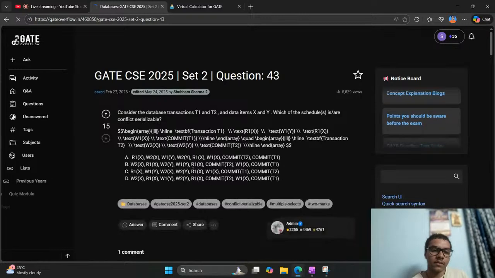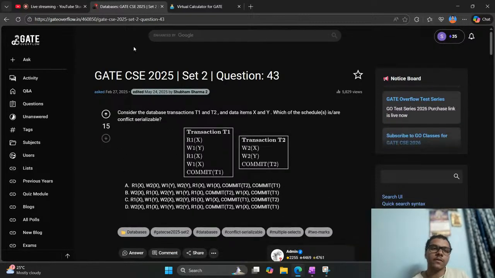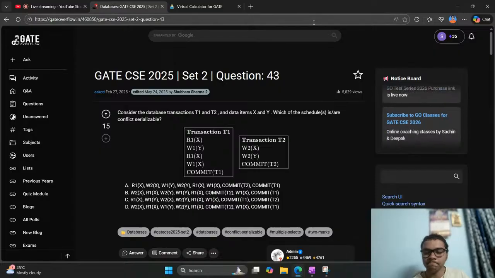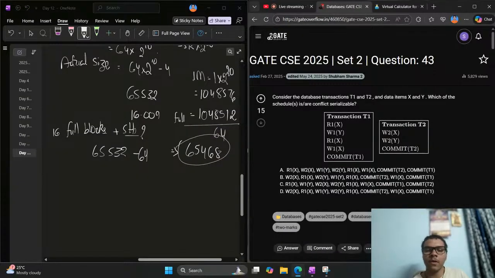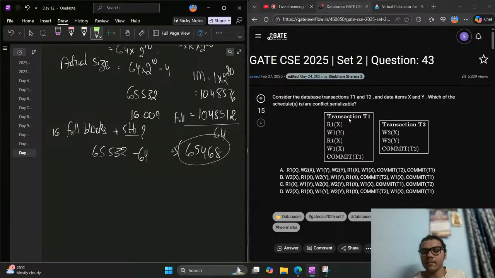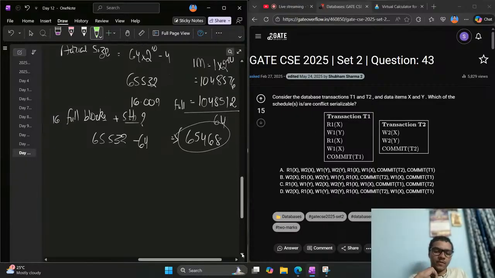Okay, 2025. This is the transaction. Oh god. So this is a transaction T1 and T2 with items X and Y. Conflict serializability. We did that one.